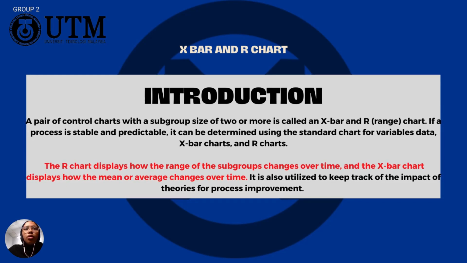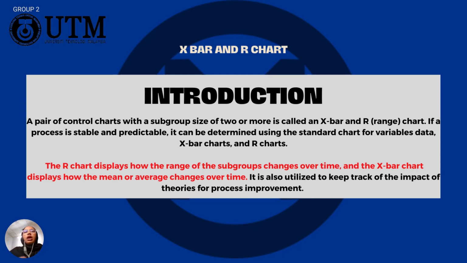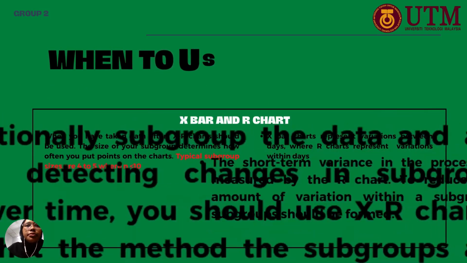For the SBA and ARCHAD, SBA and ARCHAD is a pair of control charts with a subgroup size of 2 or more, the X-bar and range chart, or the other name of the R is the R range chart. If a process is stable and predictable can be determined using the standard chart for variable data, the X-bar chart and also the R chart. Basically, the R chart displays how the range of the subgroup changes over time, and the X-bar chart displays how the mean or average changes over time. It is also utilized to keep track of the impact of theory for process improvement.